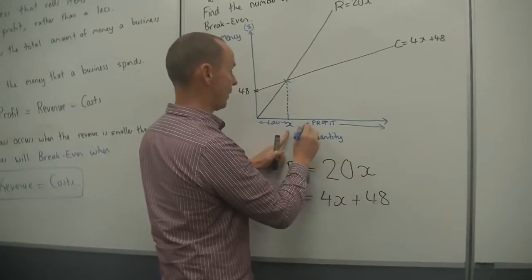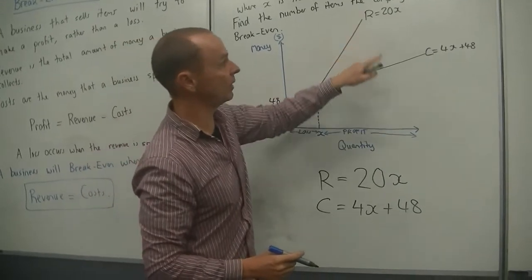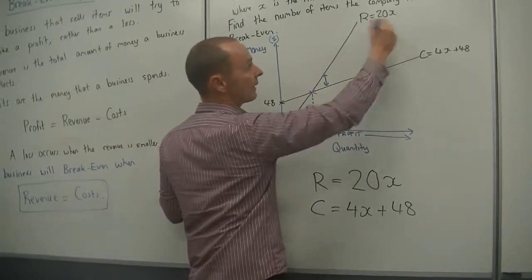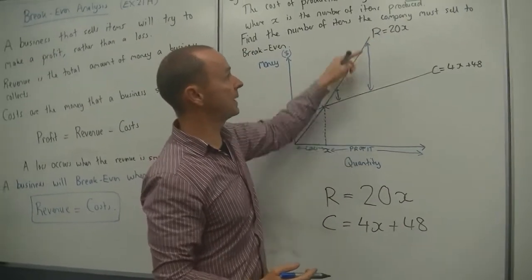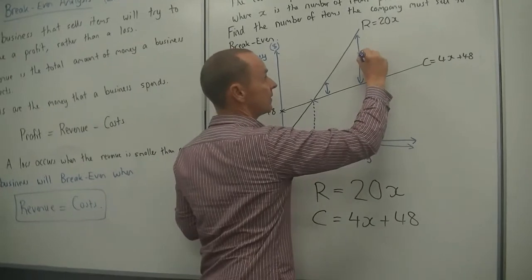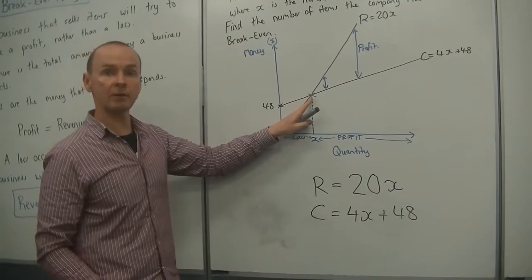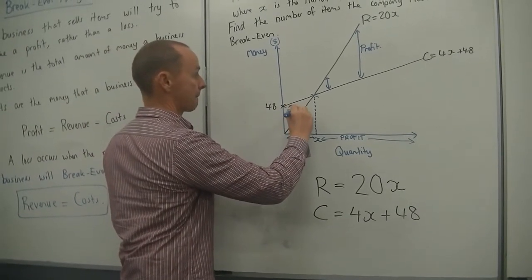So anywhere that way, from there onwards we make a profit. Because you see the revenue is greater than the cost. And you see there the difference is only small, but as we go further along, the difference is greater. So we're making a bigger profit. This here is the amount of profit we make. At this point here, we've made zero profit. We've broken even though, and this is the amount of loss, remember.